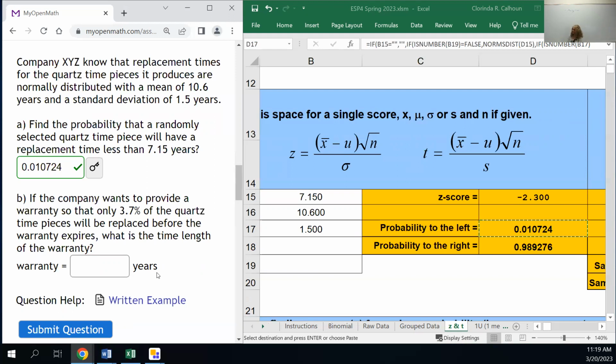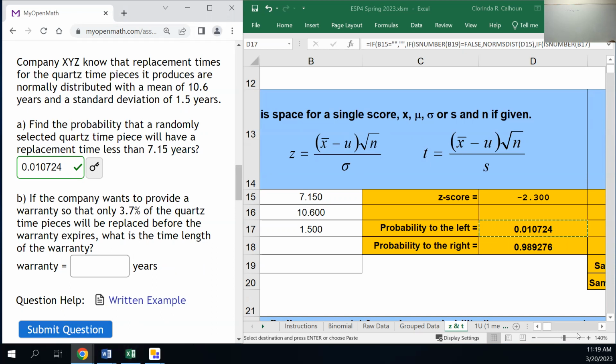For part B, if the company wants to provide a warranty so that a certain percentage, that percentage is a probability, by the way. So that this certain percentage of the quartz timepieces will be replaced before the warranty expires. What is the time length of the warranty? We're looking for a value. They have given you the probability, that's the percentage. So you're looking for a value.